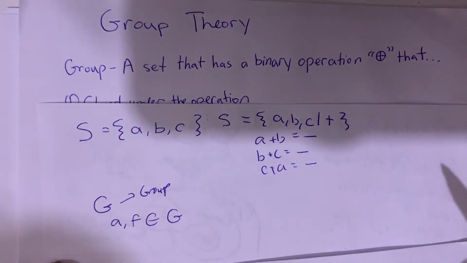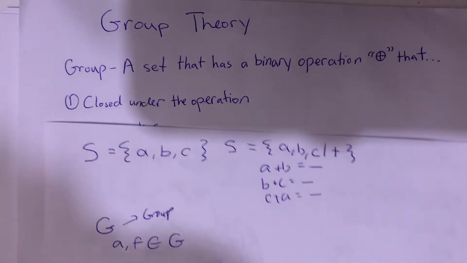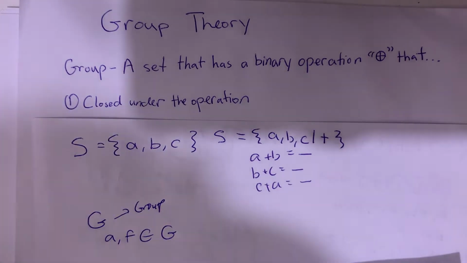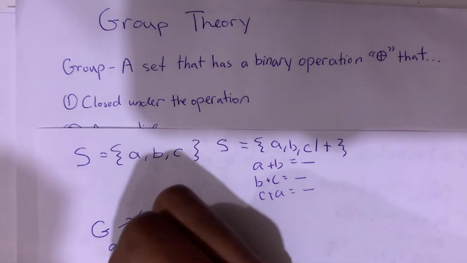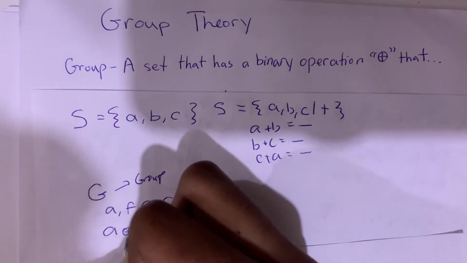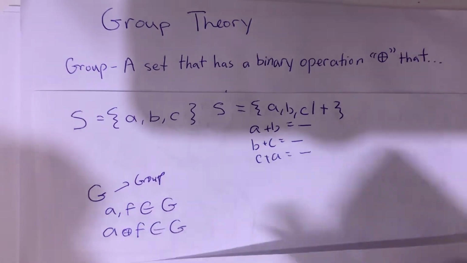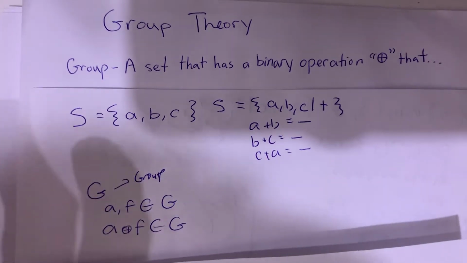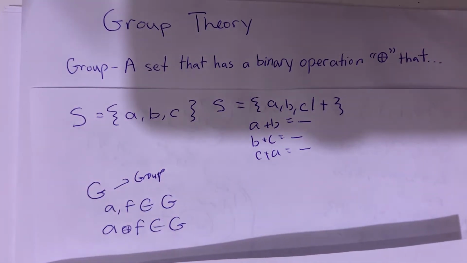A set is closed under an operation if A operated with F is also in the group. So a group is closed under some operation if we take any two elements of that group, apply that operation, and the result is also in that group.